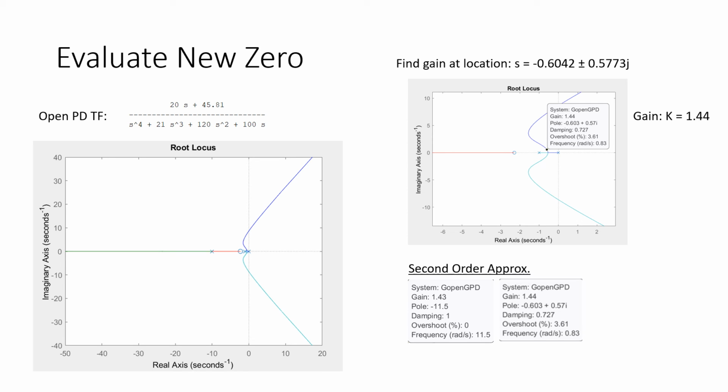We have our pole at negative 11.5 and our other pole at negative 0.603, which is 5 sigma away, so we are good to go there. So now let's see what our PD controller will look like, because we found our gain at 1.44.